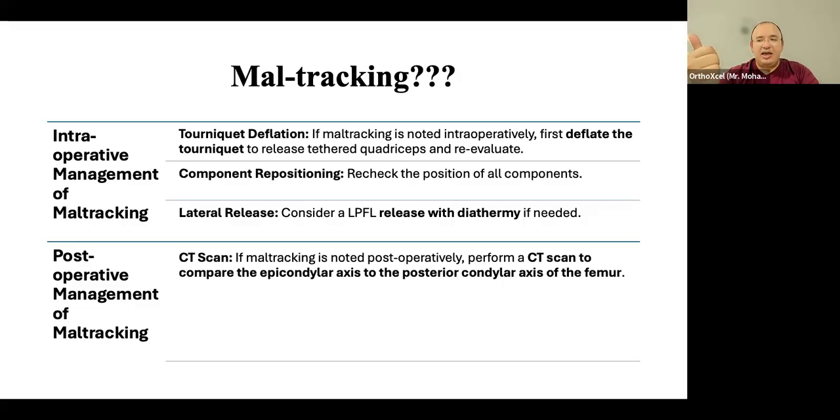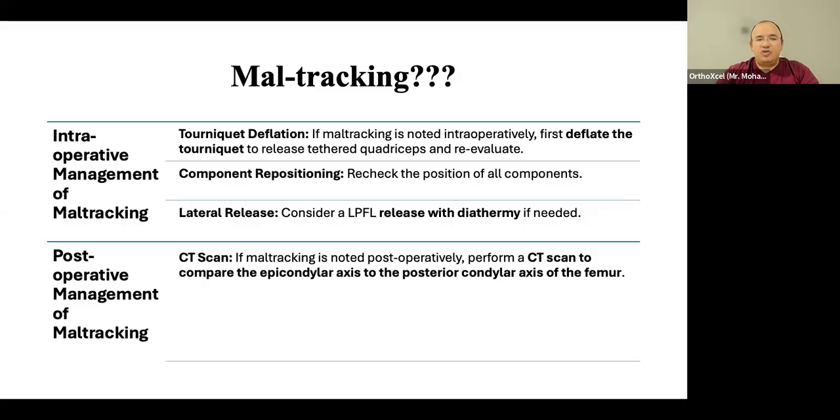So remove your tourniquet. If not, get your position and rotation of the component properly. If not, do a lateral release of the patella until you are sure that your tracking is perfect. There is no option to get the patient off the table without proper patellar tracking.